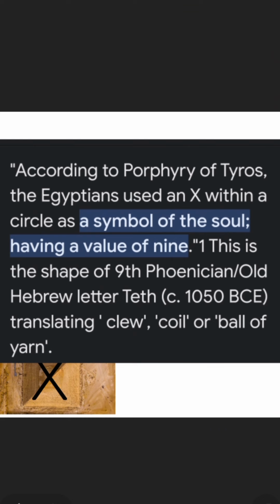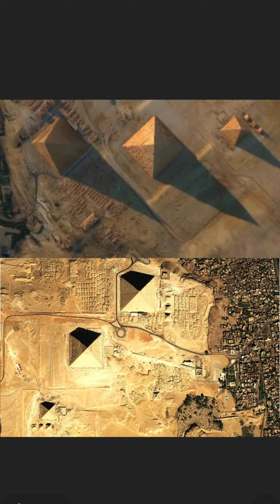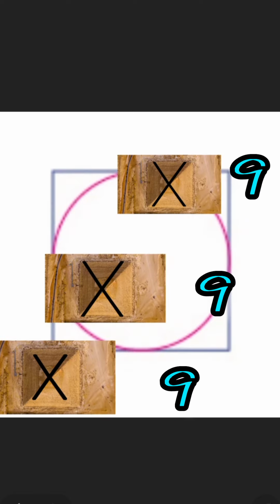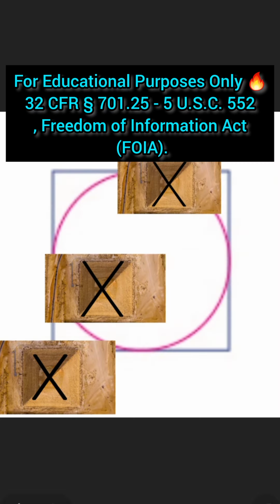According to the Egyptians, the X within a circle was used as a symbol of the soul, having a value of 9. This is the shape of the 9th Phoenician, Old Hebrew letter teth, which pretty much translates to coil or ball of yarn. This is important because if you understand the higher mystery behind the pyramids, large pyramids, medium-sized pyramids, and small pyramids, that X is being shown to identify with the soul as stated.